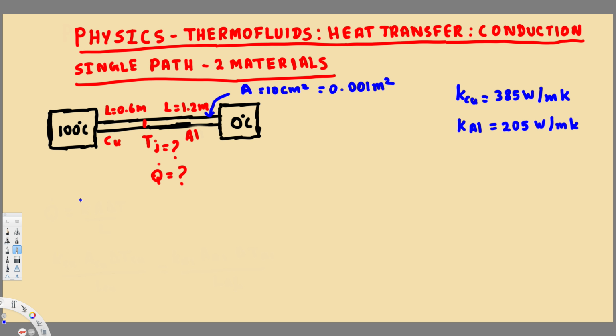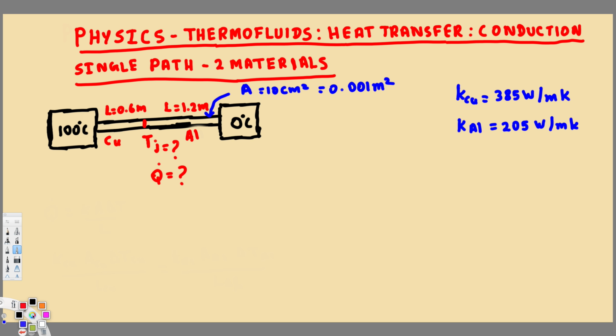Let's do this problem right here. Here we have 100 degrees Celsius connected to 0 degrees Celsius, and we have a bar that is made of copper and aluminium. The copper bar is 0.6 meter in length and the aluminium bar is 1.2 meter in length, and the question is asking for the junction temperature and heat transfer rate. Now let's see how we can find that out.